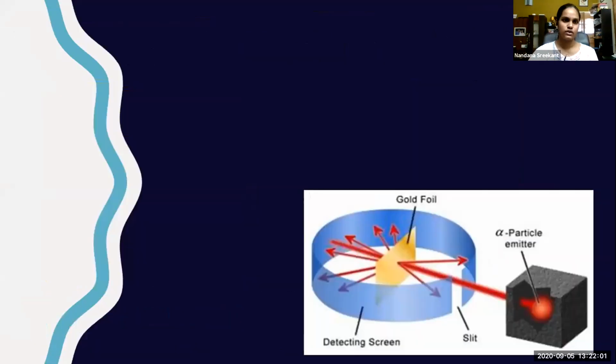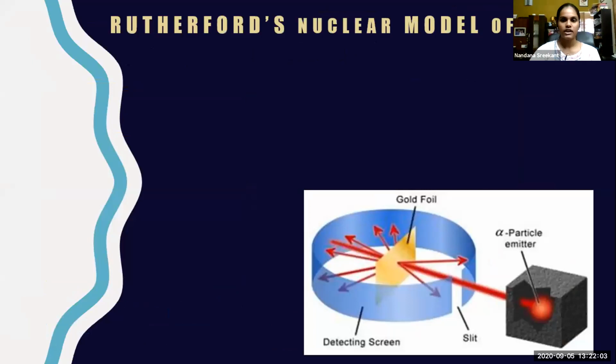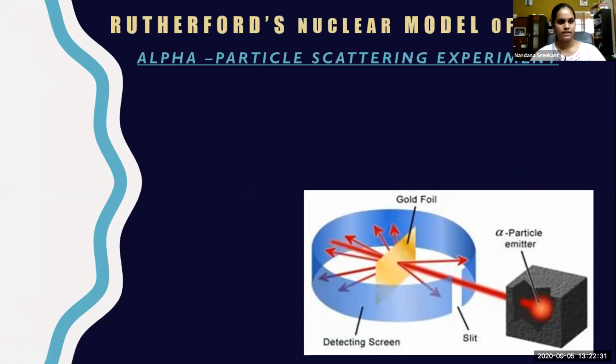Next, we have Rutherford's nuclear model. Here, the picture that I have shown is the experiment that he conducted to form his model of an atom. According to Thomson's model, he had conducted this experiment, and there were a lot of people who disproved J.J. Thomson's model of an atom. Due to this, he devised an experiment which could make his new model of an atom. This is also known as the alpha particle scattering experiment.